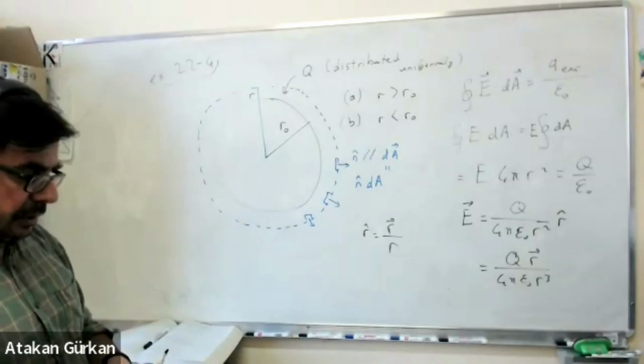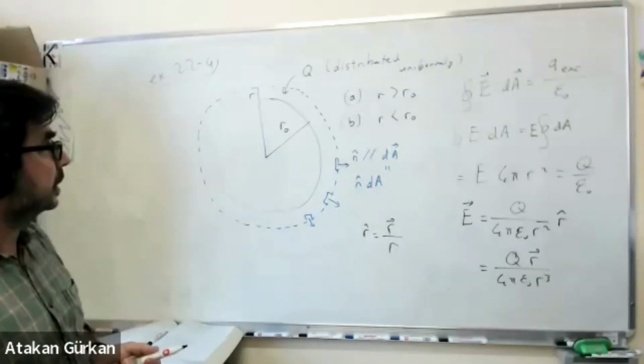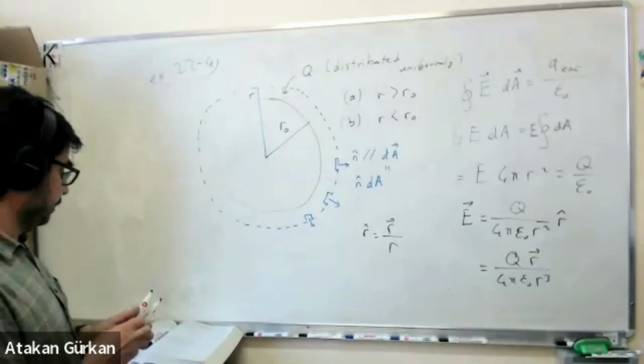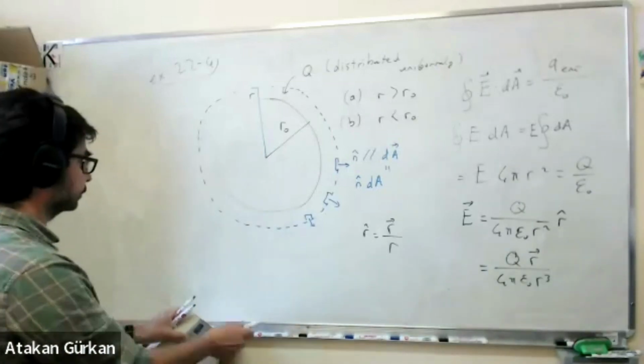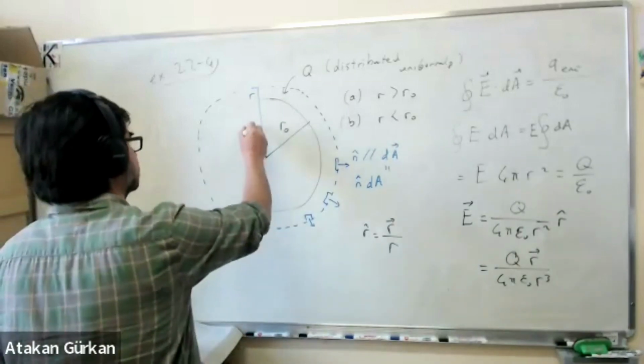Now let's confuse the issue a little bit, or make the issue a little more complicated, and look at the inner part. Okay? So let me switch to another. So I'm going to draw another Gaussian surface.